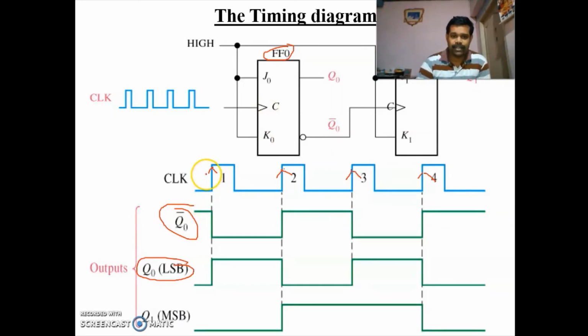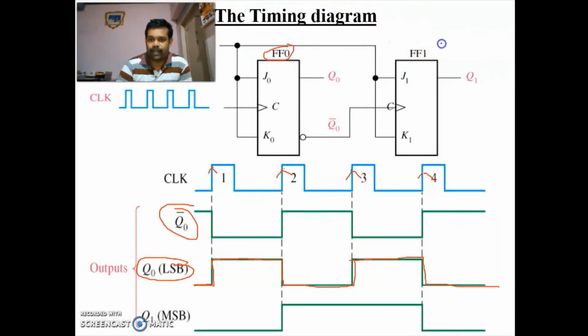So this is the first positive edge. Initially we are assuming that both the outputs are 0. So Q naught is 0. Since J and K are 1, during the first positive edge, the 0 is changing to 1. During the next positive edge, this 1 will change to 0 because J and K are 1. So the output will toggle. During the next positive edge, again it is changing to 1. The next positive edge, it is changing to 0. Okay, this is the output of Q naught.